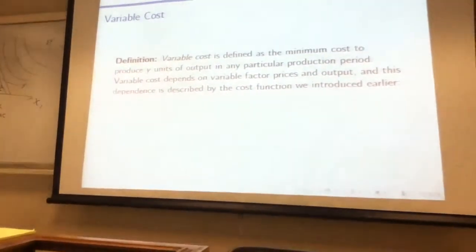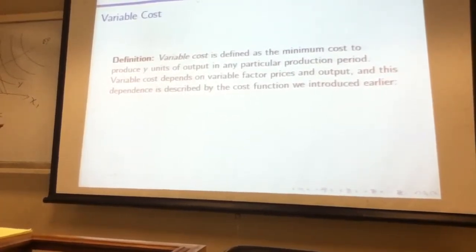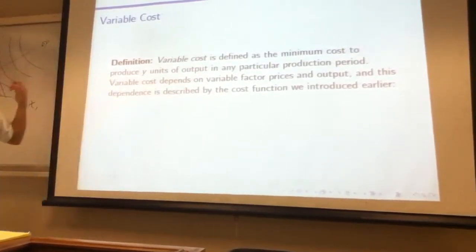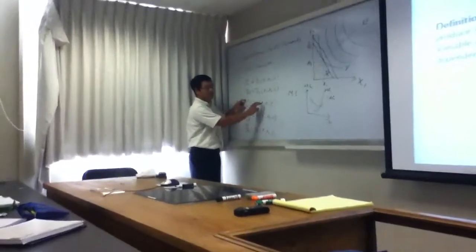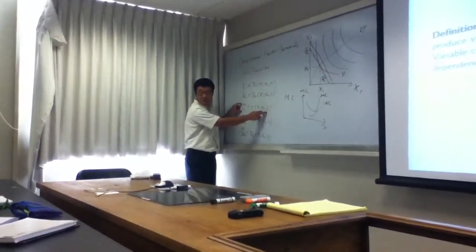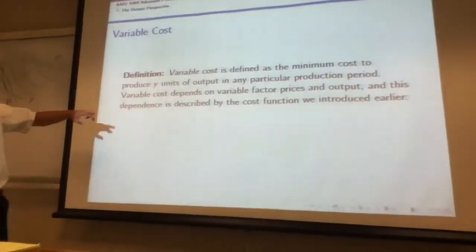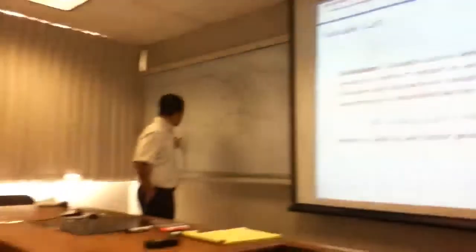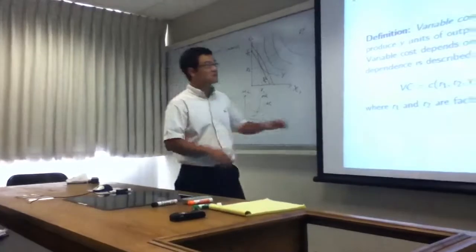This means I can deal with a short run situation where some factors are fixed, some factors are variable, or I can deal with a long run situation where all factors are variable. Variable cost depends on variable factor prices and output, because the minimum cost depends on factor prices and output. And this dependency is described by the cost function we introduced earlier. So variable cost is exactly this cost function. Now we have an explicit definition of variable cost.